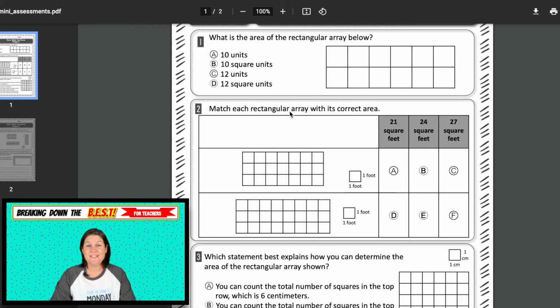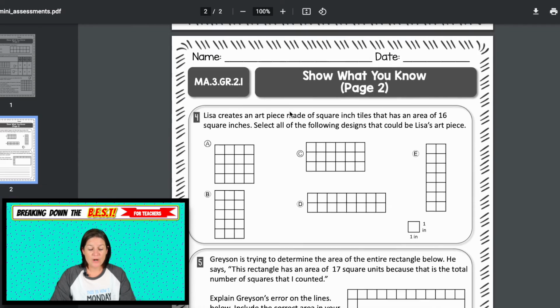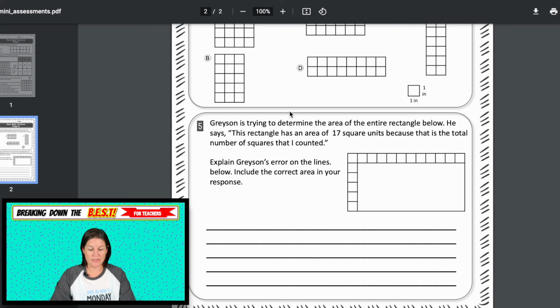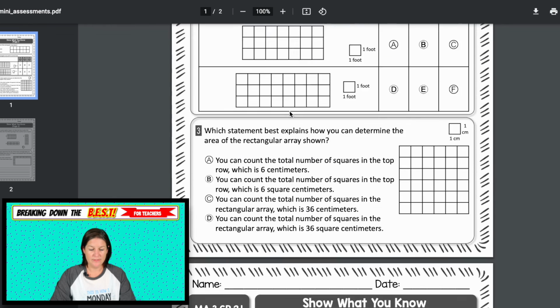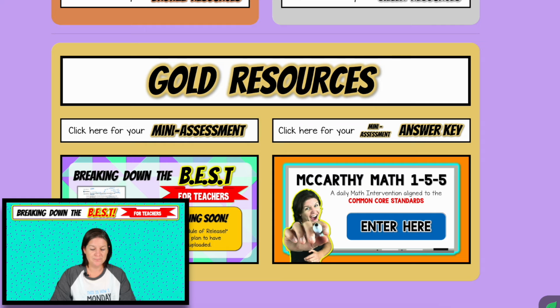These mini assessments contain about 4 to 5 questions with a variety of question types. You can see right here, okay? The standard's right at the top for you, so you know that it's the right one. The answer key is right here. Again, you have access to these breaking down the best videos where we're breaking down the standard and connecting what you have access to in your membership.